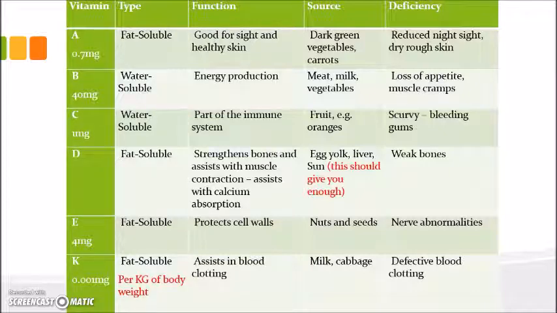Final two vitamins, we've got B and C, which you need in quite large amounts because you can't really store them in the body because they get excreted in urine. Vitamin B is largely used in energy production. You find it in meat, milk and vegetables. You get muscle cramps and loss of appetite if you don't have enough. Vitamin C forms a part of the immune system, and you can find it in fruit, most specifically oranges. And you can have a deficient immune system, but you can get scurvy, which is what sailors used to get, like bleeding gums.